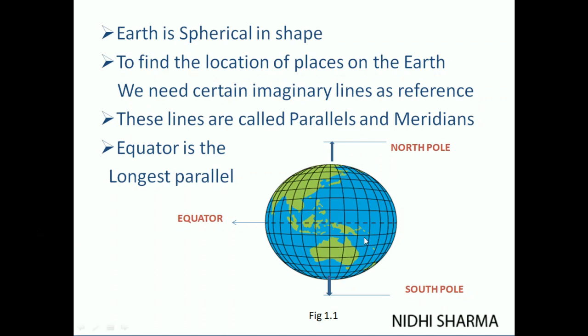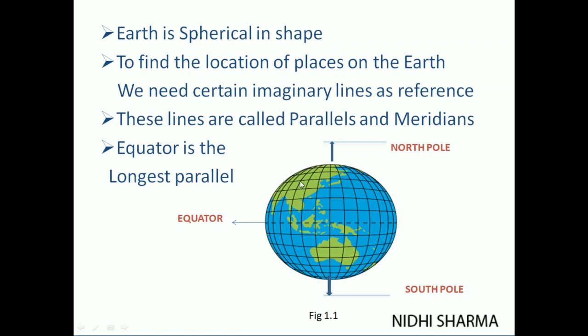You can see these horizontal and vertical lines. The horizontal lines are lines of latitude and the vertical lines are meridians or lines of longitude. Line in the center is the equator. Children, we know that earth rotates on its axis.